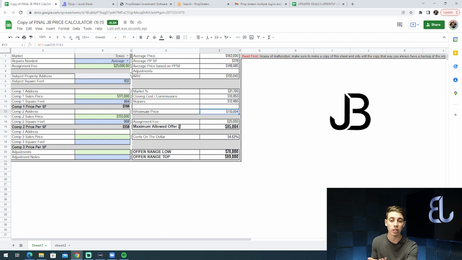Let's say the seller wanted $95,000 though. We could lower our assignment fee by $10,000, and now it brings our MAO up to $95,000. So see how you can manipulate the calculator by changing your assignment fee, lowering the repairs, and so forth in order to bring your offer up and massage that offer in order to come to an agreeable price with the seller. But there you go. That is how to accurately calculate offers.